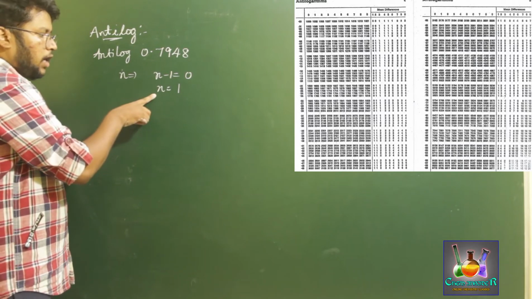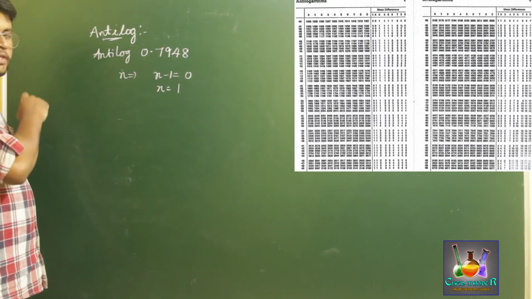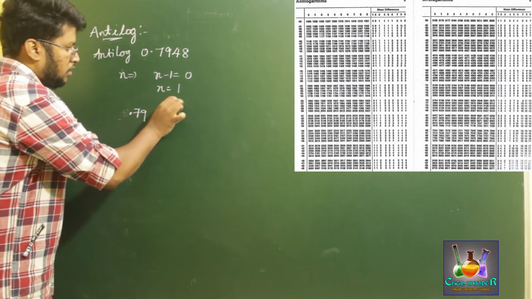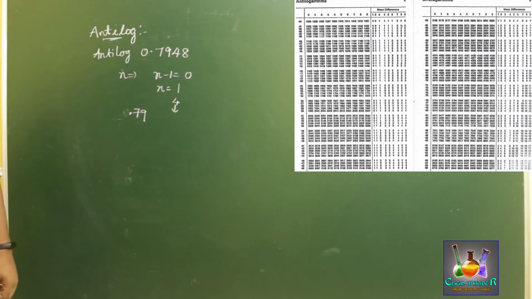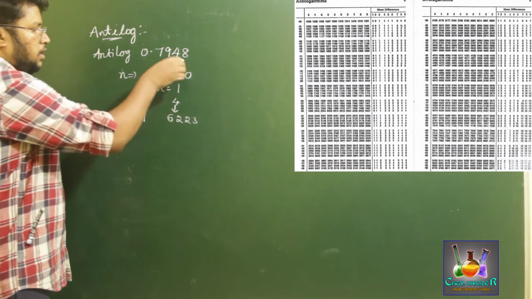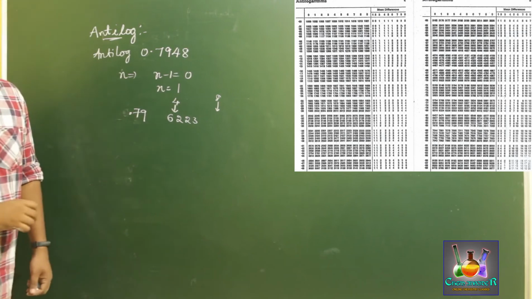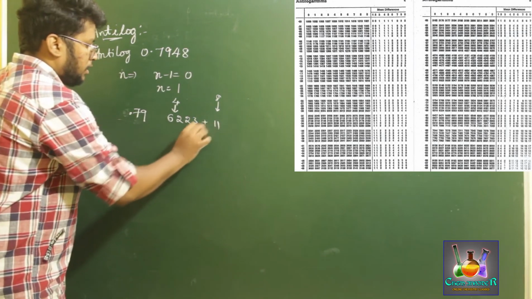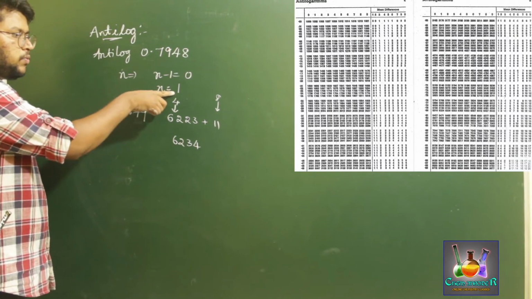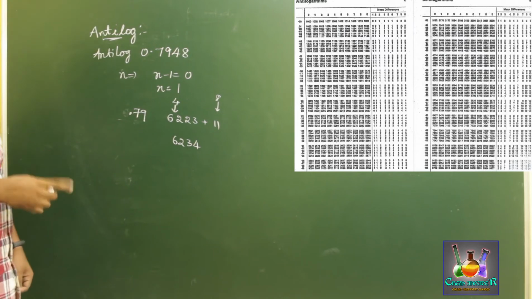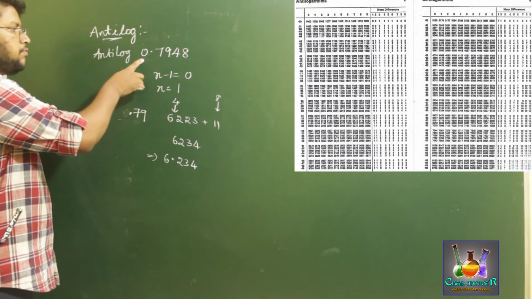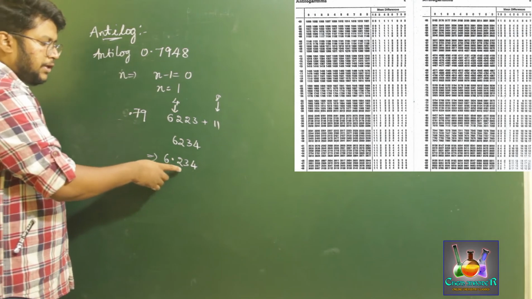Next, to find the value of 7948, check the value of 0.79 under 4. The value of 0.79 under 4 is 6223, and the value of 0.79 under the mean difference of 8 is 11. That gives us 6234. Now we have n equal to 1, which means we point the decimal after 1 digit. Therefore the answer will be 6.234. So the anti-log of 0.7948 is 6.234.